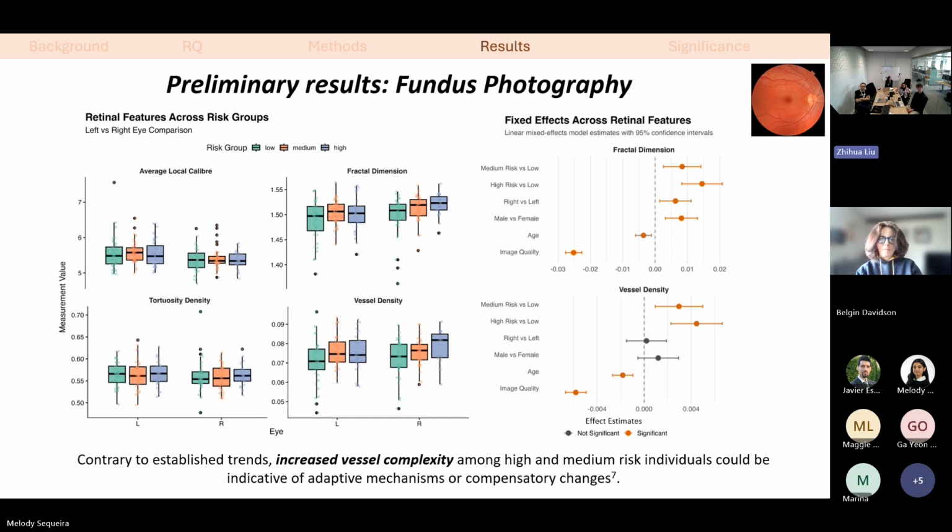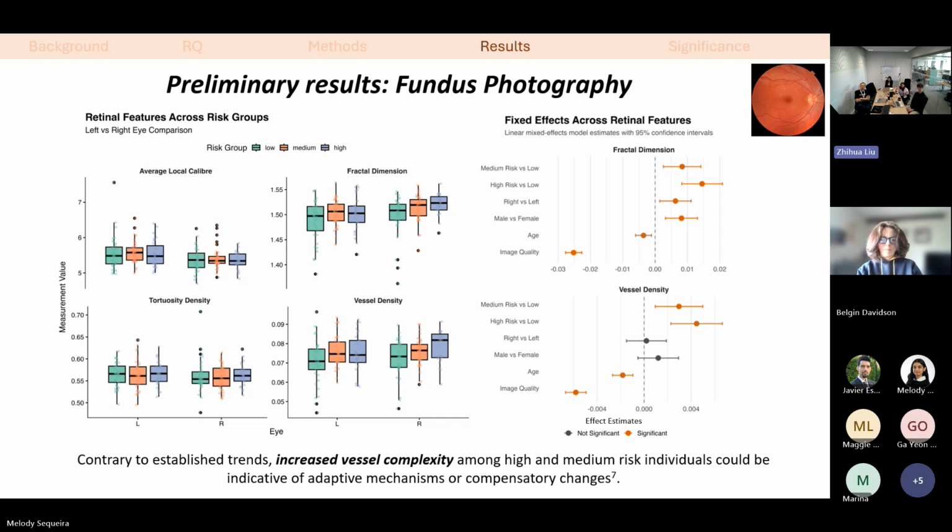I ran linear mixed effects models on these metrics, and fractal dimension and vessel density, which give us the understanding of vessel complexity, actually flag up as being significantly different in the high and medium risk groups compared to the low risk group. And what we see is different from what's established in literature: there is an increased vessel complexity in the high and medium risk groups compared to the low risk group.